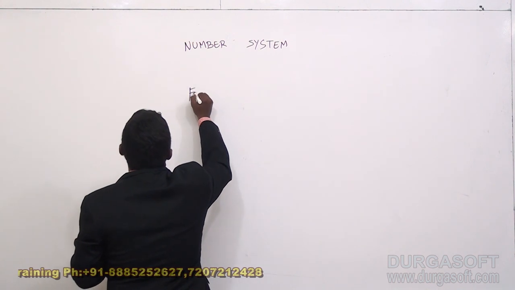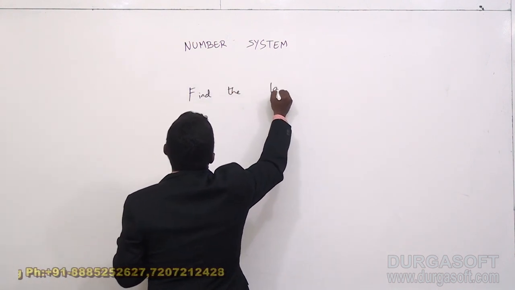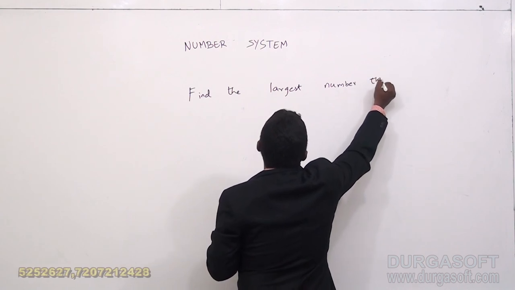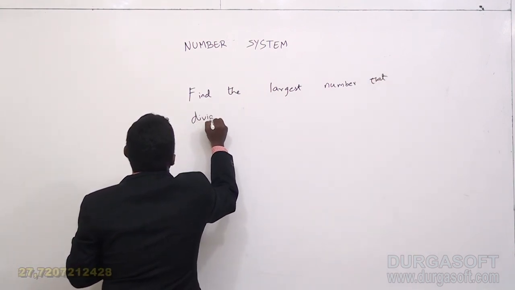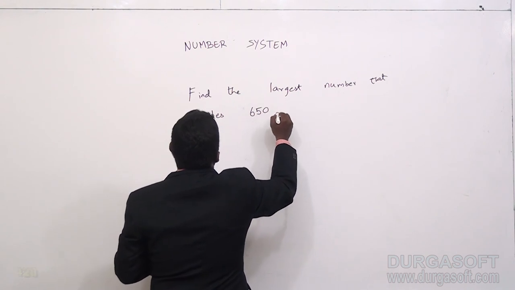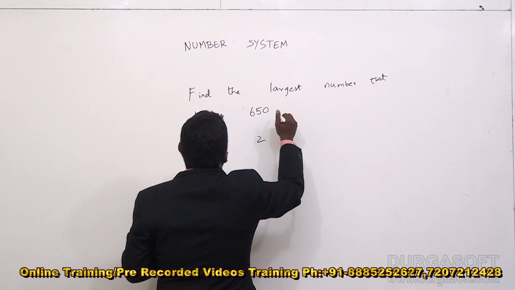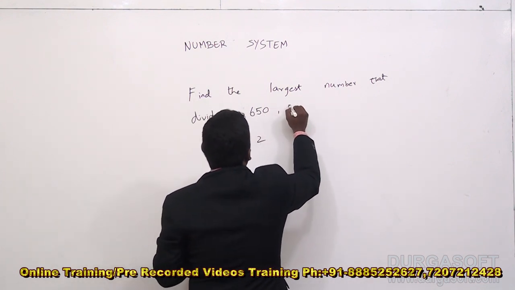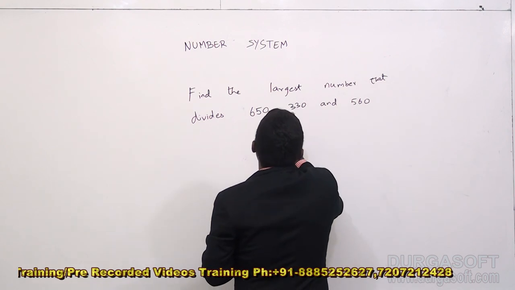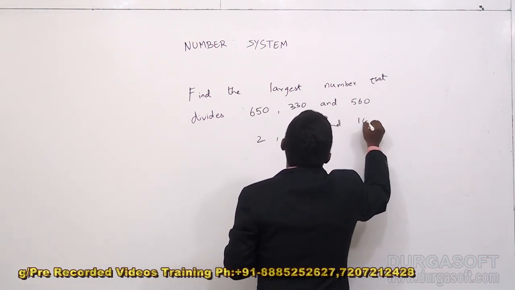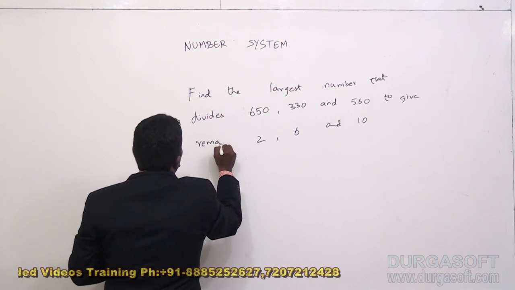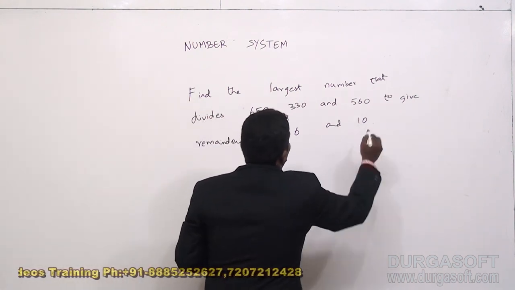The question is, find the largest number that divides 650, 330, and 550 to give remainders 2, 6 and 10 respectively.